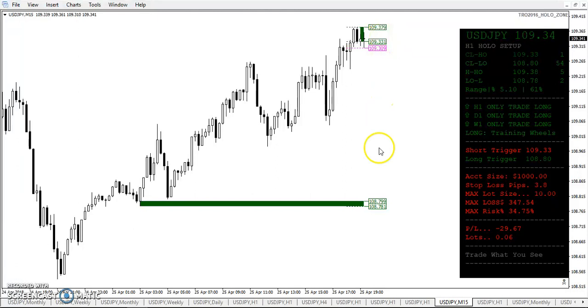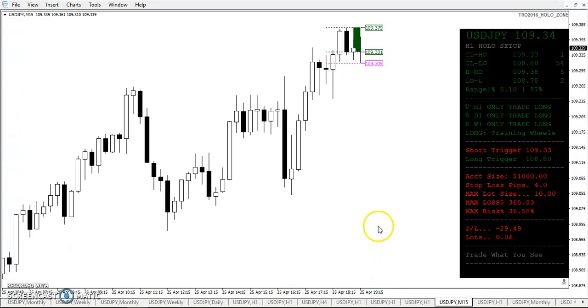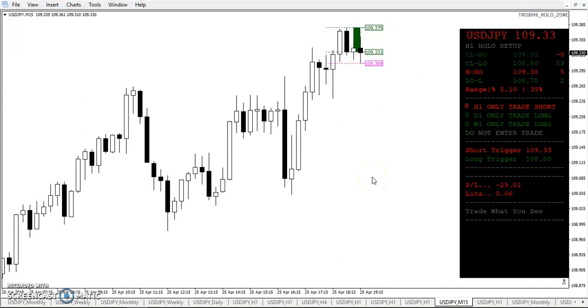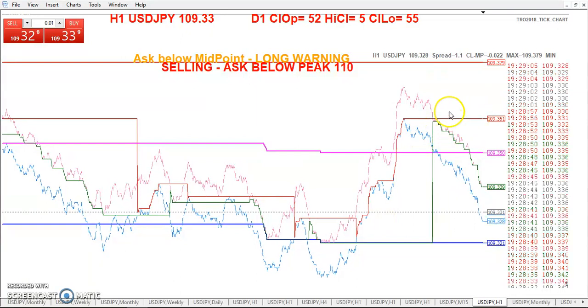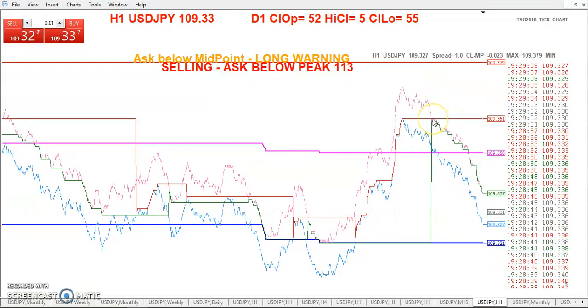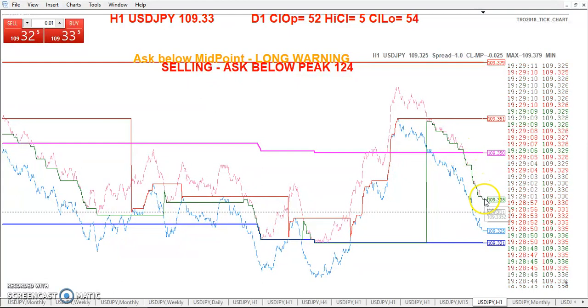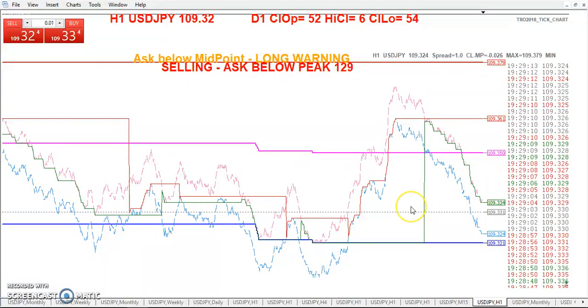And here we're looking at the holo setup. It just boomed from the beginning. That's previous mid right there, you can see. Came down, hit the previous mid of that candle. Oh, looks like we've got a holo trade on. There you go. And as you can see here, the ask came down through the peak, and now you're good to go for about 3 pips.